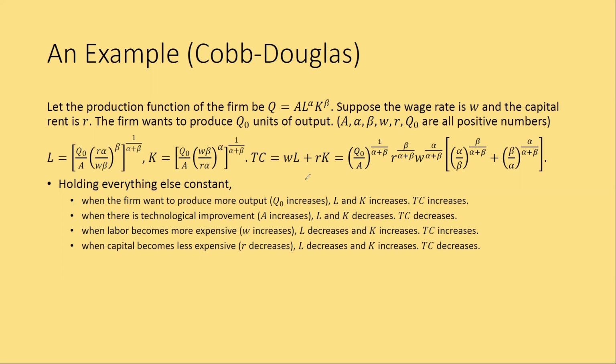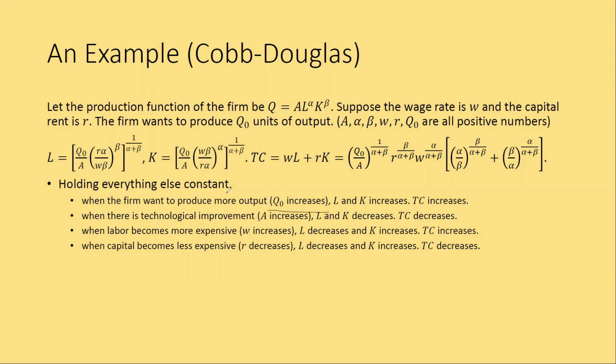So holding everything else constant, what happens if the firm wants to produce more output? That corresponds to the case when Q0 increases. Remember in the graph that we were drawing a few slides ago, the expansion path may be upward sloping or downward sloping, right? Depending on the production function. Here we are looking at a specific type of production function, that is Cobb-Douglas.